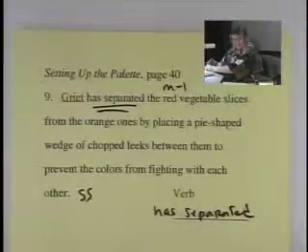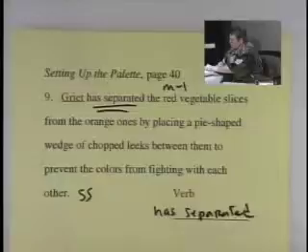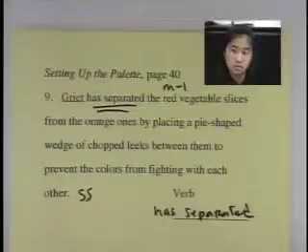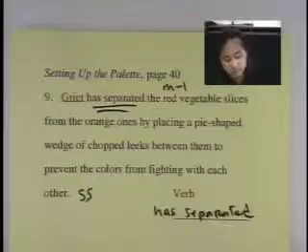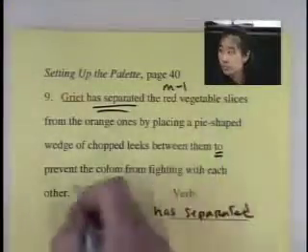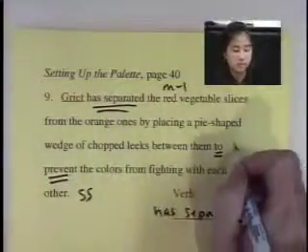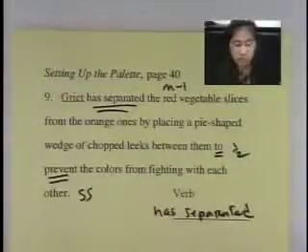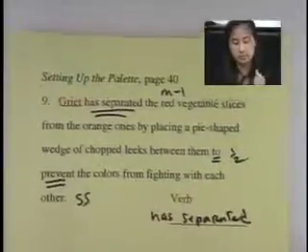Go ahead. Would prevent be a verb as well? Let's see. Has separated the red vegetable slices from the orange ones by placing a pie-shaped wedge of chopped leeks between them. Problem. To prevent. And that to, again, indicates a half verb, not a whole verb. Okay?